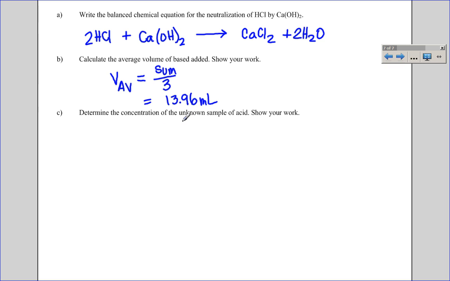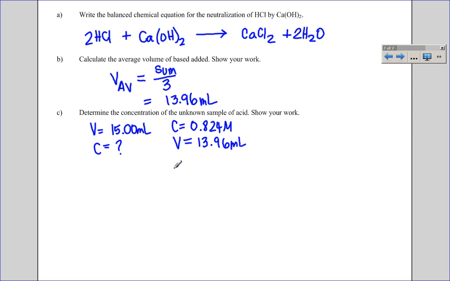In the last step, we want to determine the concentration of our unknown sample of acid. So what we were given, we were titrating this volume, which was 15 milliliters. And we want to know the concentration of the hydrochloric acid. We know that the concentration of the calcium hydroxide is 0.824 mole per liter because it's given to us. And now we know the average volume that we required in order to react these two substances perfectly with one another was 13.96.